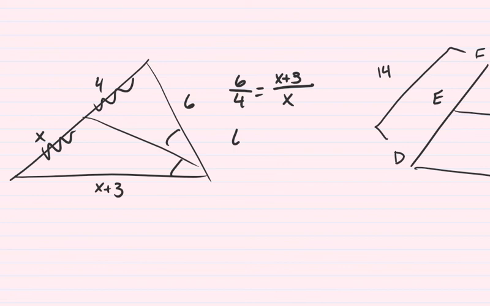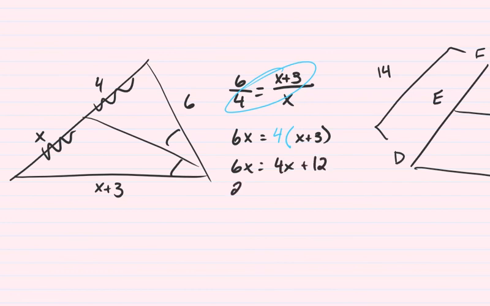So when I cross multiply, I get 6x, and the reason why I wanted to do this problem is when we multiply, I need to distribute that 4. So I get 6x equals 4x plus 12. Subtract 4x, I get 2x equals 12, and x equals 6.